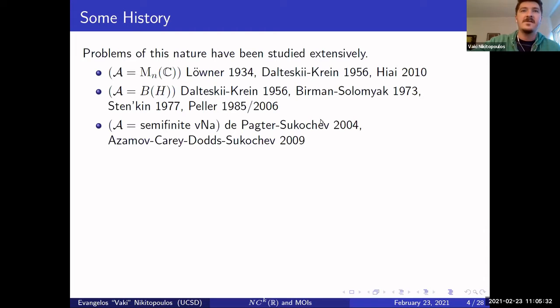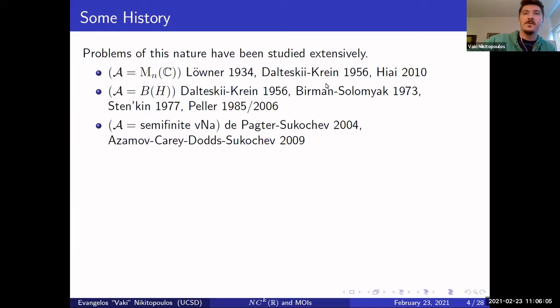So problems of this nature have been studied quite extensively, and they were the reason that these so-called multiple operator integrals were invented. The seminal work took place in 1956 with this paper of Daletskii and Krein, which studied the case of A being n by n matrices, and then also more generally, A being all bounded operators on the Hilbert space. And then there was later a connection noticed with some earlier work of Löwner that I'll talk about in a little bit.